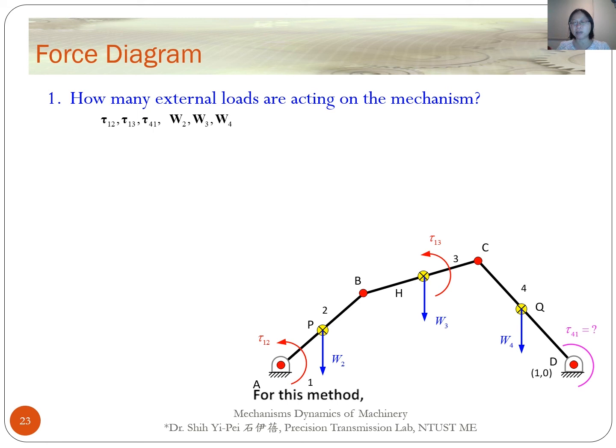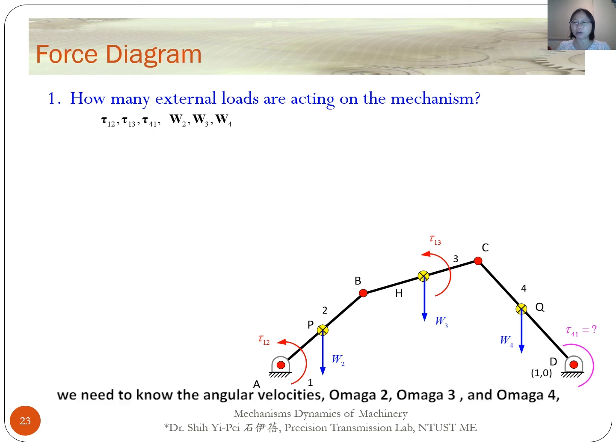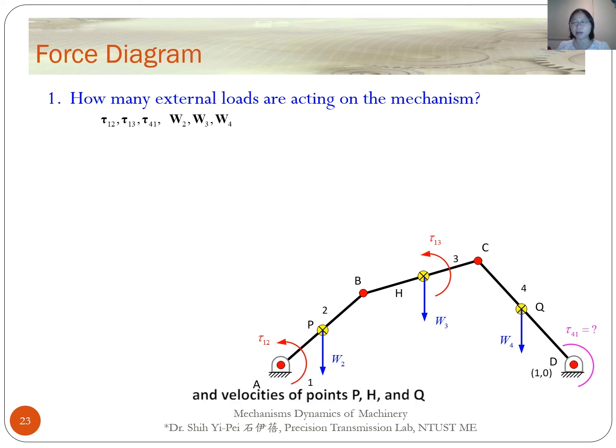For this method, we need to know the angular velocity omega 2, omega 3, and omega 4, and the velocity of points P, H, and Q, which the weights W2, W3, and W4 act on.